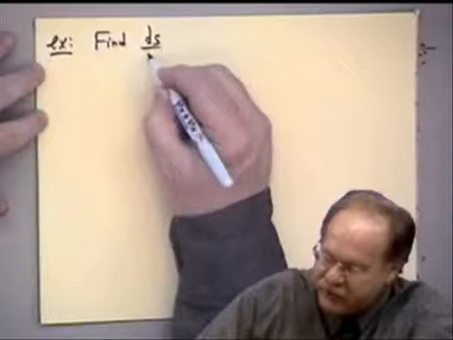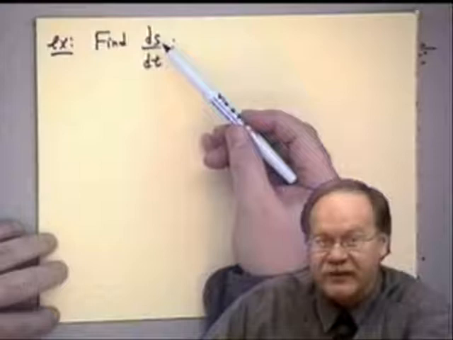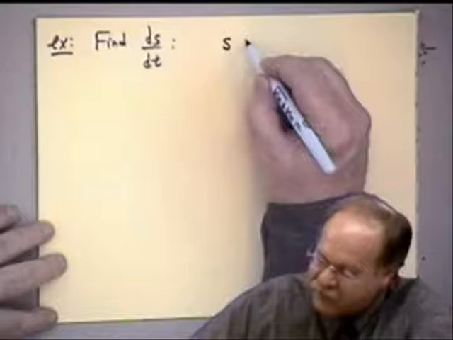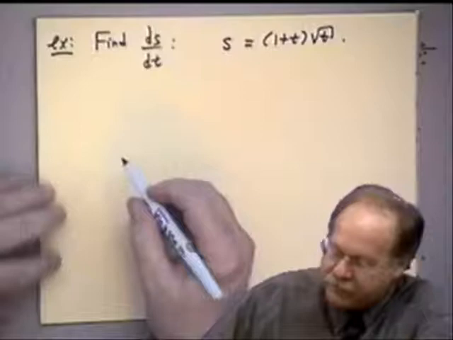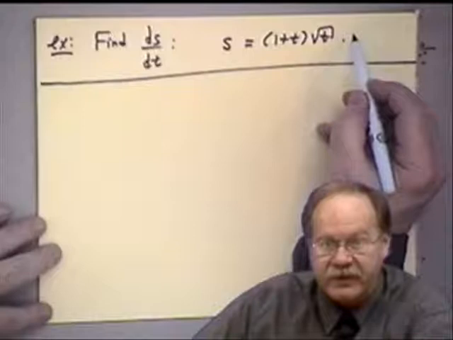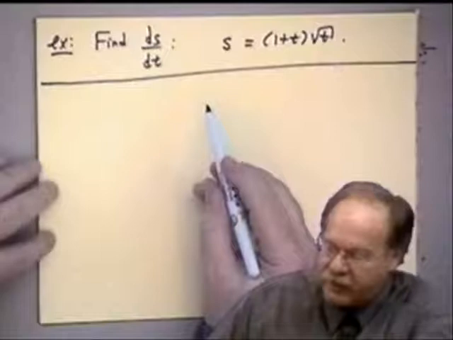Find ds/dt. That should remind you of notation we've used before. Remember, we use s to stand for position function and t for time. And this will happen in such functions. Suppose we have an s function given to us as 1 plus t times the square root of t. Notice that I put a little tail on my square roots, I may have mentioned before. And when I do that, that allows me to tell where the square root ends. That's a good thing to do when you're writing mathematics by hand.